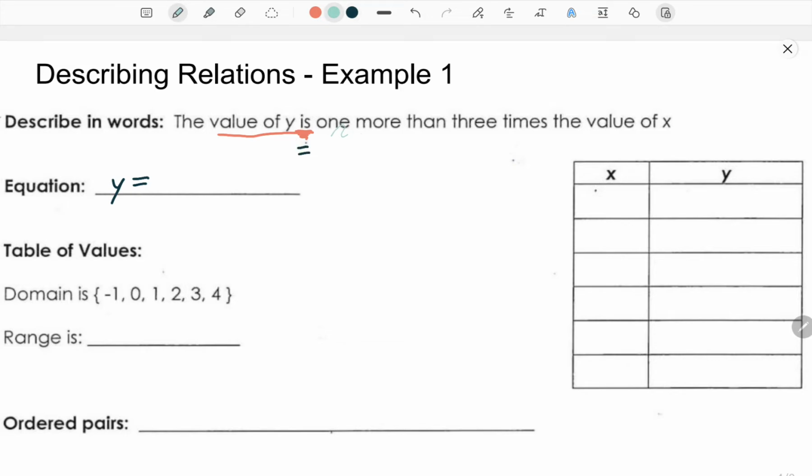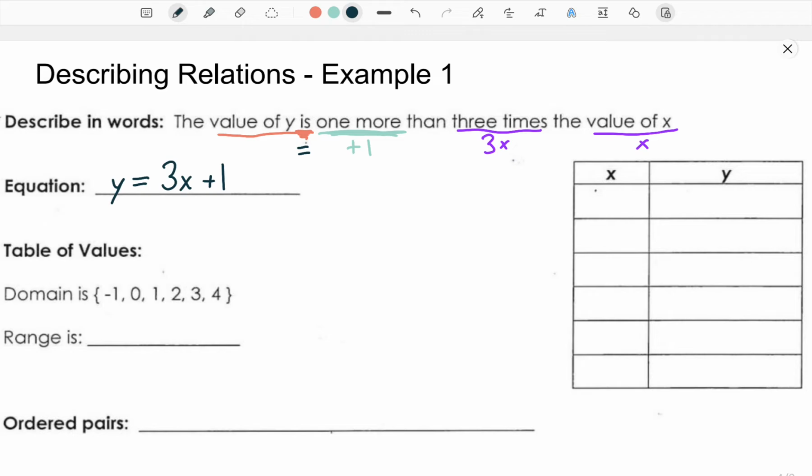So it says 1 more. So we can think of 1 more as in plus 1. And then it says then 3 times the value of x. So we have 3 times the value of x. So 3 times x. So what we can do, we can write down 3 times x. So 3x, that would just be. And then we know it's 1 more than that. So plus 1.